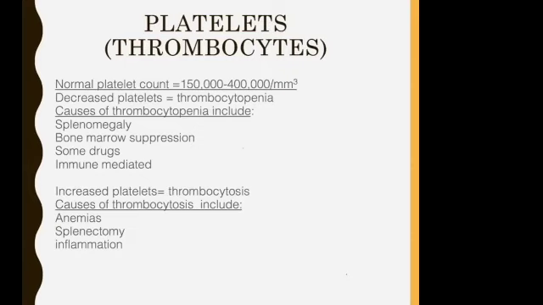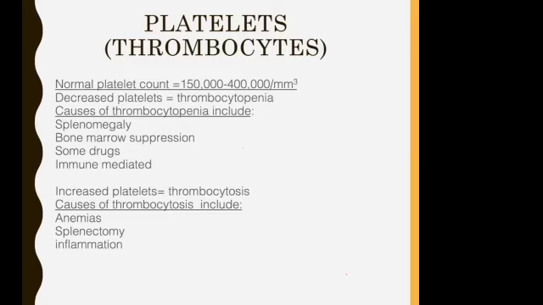Followed by that are the platelets. Now we discussed the RBCs and the white blood cells, and we're going to discuss the platelets. This is the normal range of platelets. You're definitely going to be given a normal range of platelets on your exam, but know that they fall from 150,000 to 400,000. If you have a low number of platelets, that's thrombocytopenia.